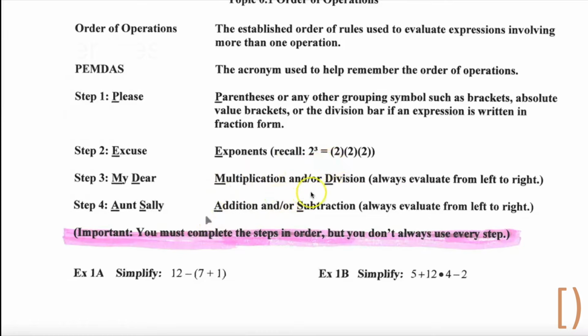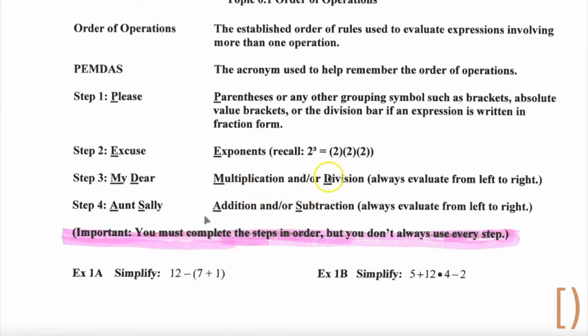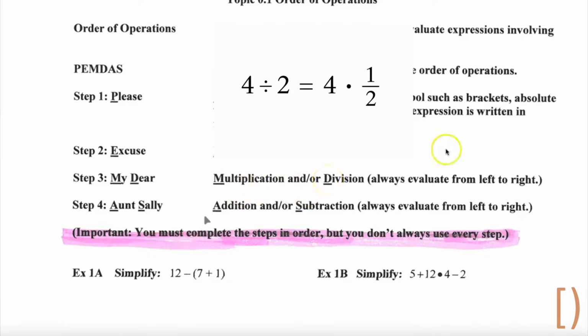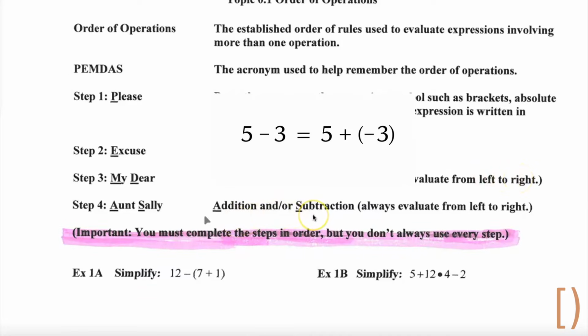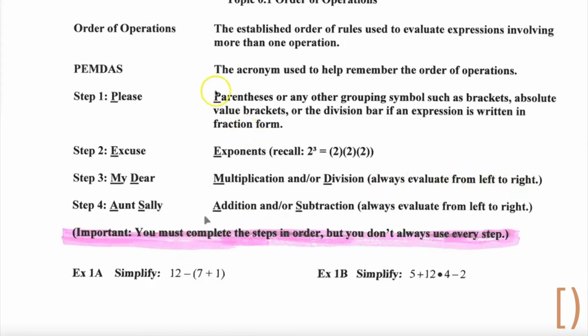Addition and/or subtraction. Multiplication and division are on the same line because they're really the same operation. So all you want to do is go left to right. It's multiply or divide. Same thing with addition or subtraction. They're really the same operation. So we're just going to go from left to right. So that's the order of operations: parentheses, exponents, multiplication and/or division, addition and subtraction.